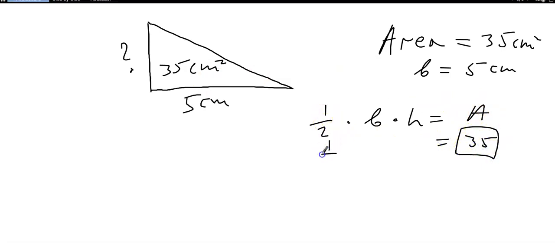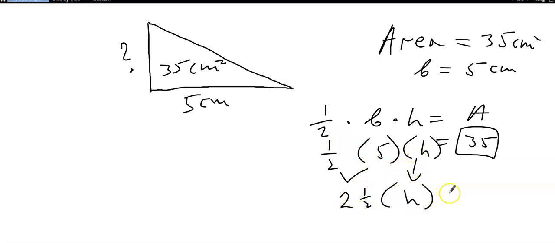The half is still a half. The base is the 5. And the height is missing. We don't know what the height is. So 1/2 times 5 times what number gives us 35. Now, we're going to have to do half of 5 first. Half of 5. Well, you could try to do mental math if you would like to. Half of 5 is 2.5.